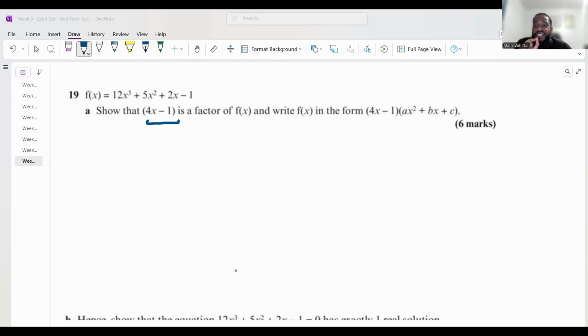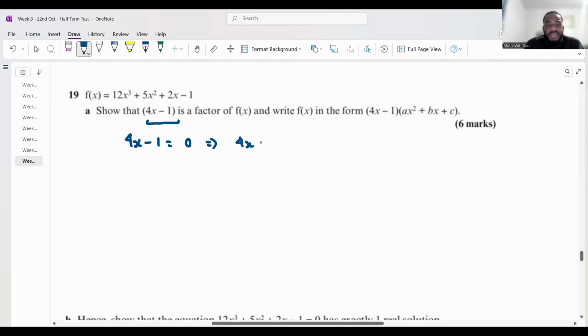But in terms of this specifically, you can use the factor theorem, which I'm going to use now. Last year when I did it, I hadn't yet taught the factor theorem. I had just taught long division, so I did it the long division way, but we'll do the factor theorem because that's the most efficient way. So to show that it's a factor, let's set 4x minus 1 equal to zero.